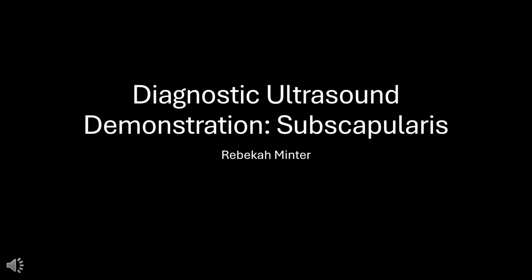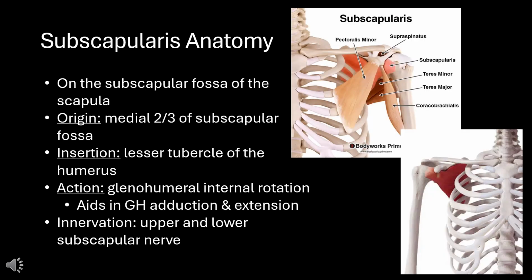This is a diagnostic ultrasound demonstration of the subscapularis muscle. The subscapularis muscle is within the shoulder joint, running from the subscapular fossa of the scapula to the lesser tubercle of the humerus. As part of the rotator cuff, the subscapularis primarily performs glenohumeral internal rotation and aids in shoulder adduction and extension.